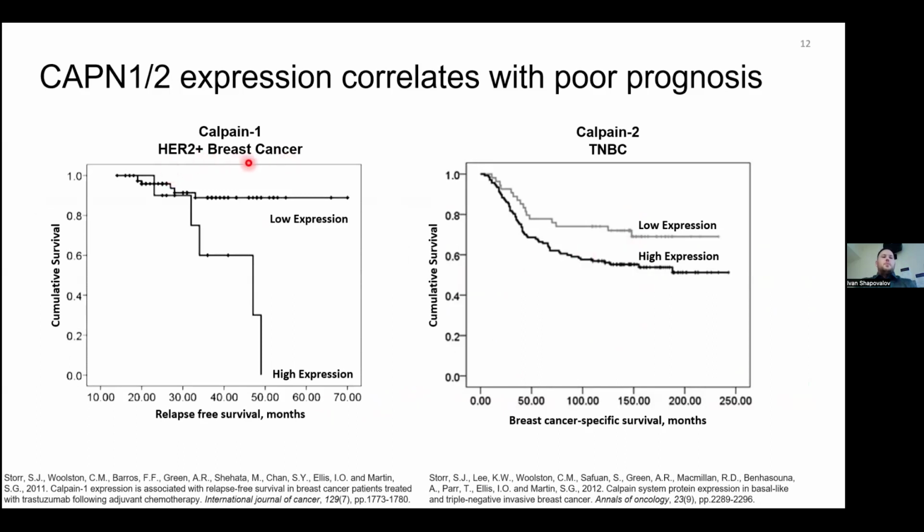For example, in HER2-positive breast cancer, those tumors that express high levels of Calpain lead to worse outcomes. And in triple-negative breast cancer, those tumors that express high levels of Calpain-2 similarly have worse outcomes. And even though we have this multitude of evidence that high expression of Calpain leads to worse outcomes in cancer, nobody has yet been successful in inhibiting Calpain in a clinical setting.